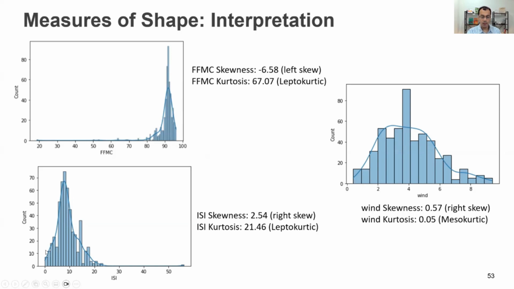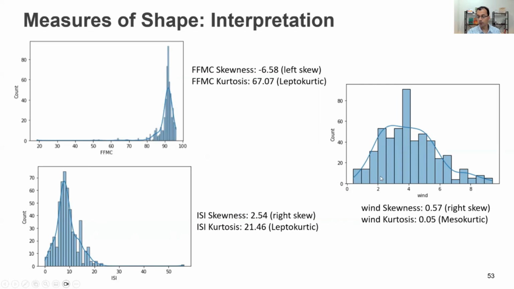peak. When we look at the distribution for the variable ISI, we can see that its skewness is positive, meaning that it has a tail to the right, but it's not as big as the skewness of variable FFMC, meaning that its tail is not as long as the tail of variable FFMC. And also we see that it has a positive kurtosis, meaning that it also has a steeper peak, but again, not as steep as the peak of variable FFMC.